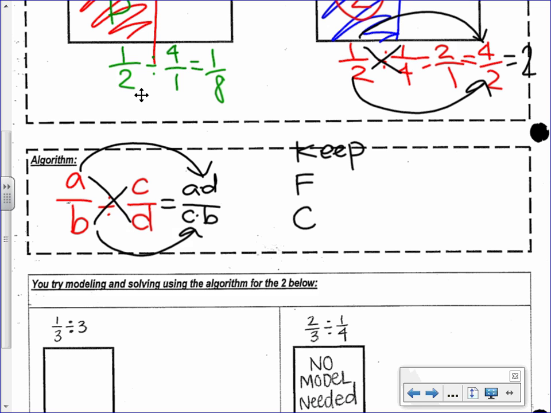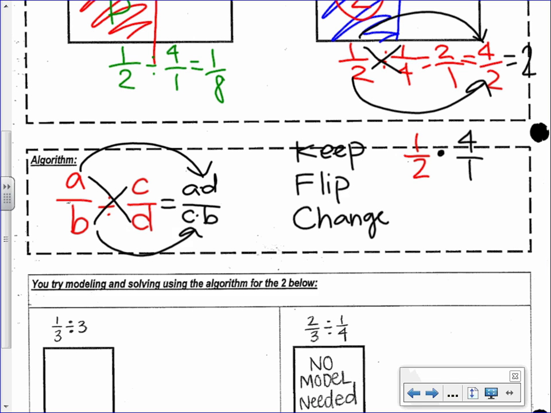So I'm just going to do the one above. You're going to keep the first fraction, which is 1/2. Keep the first. You're going to flip the second one, or take the reciprocal, as we call it. So if it's 1/4, you're going to flip it to 4 over 1. And then your last step is change division to multiplication. And then you just multiply straight across.